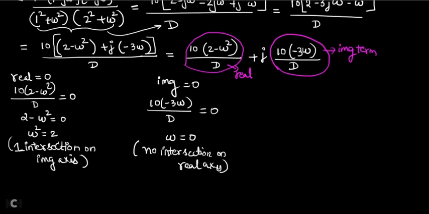If you equate imaginary to 0, you will know whether there are intersections on the real axis. If you equate the real term to 0, you will know whether there are intersections on the imaginary axis. If you get a single non-zero value for omega, a single number other than 0, you have to write one intersection. If your omega value is 0, you should write no intersection on the respective axis. Now I know how many intersections there are. Now I will mark and write the plot.